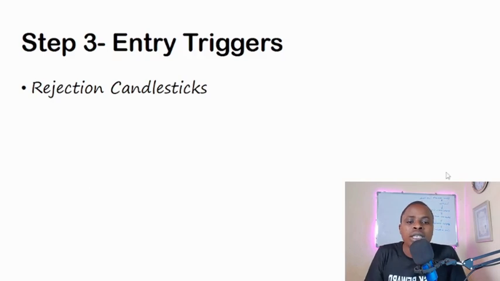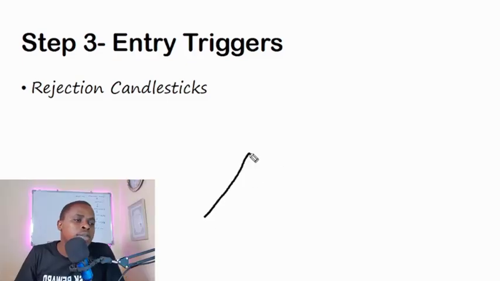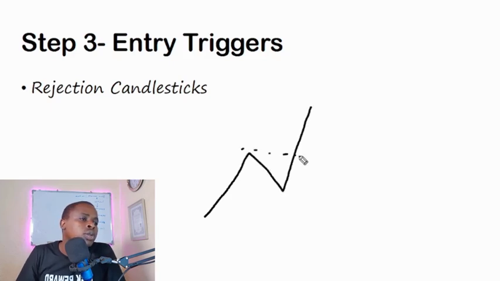What is a rejection candlestick? A rejection candlestick is simply a candlestick that has a long wick to the upside or to the downside, or that shows indecision, right? So if the market is moving like this, makes a pullback, moves up again, now we mark out this zone. The market comes back to that zone, and near that zone, or on that zone, we see a candle maybe which looks like this.